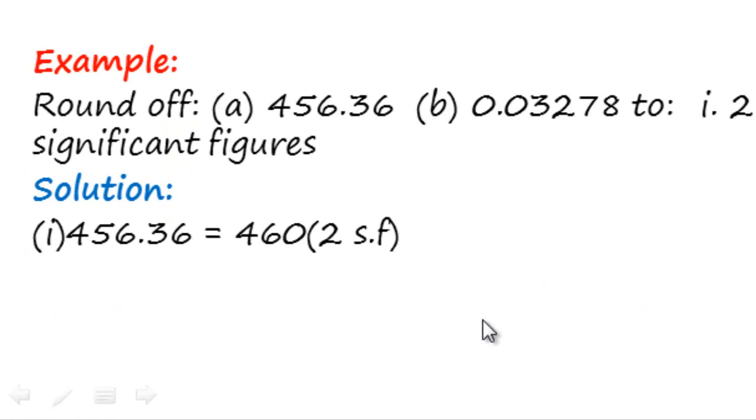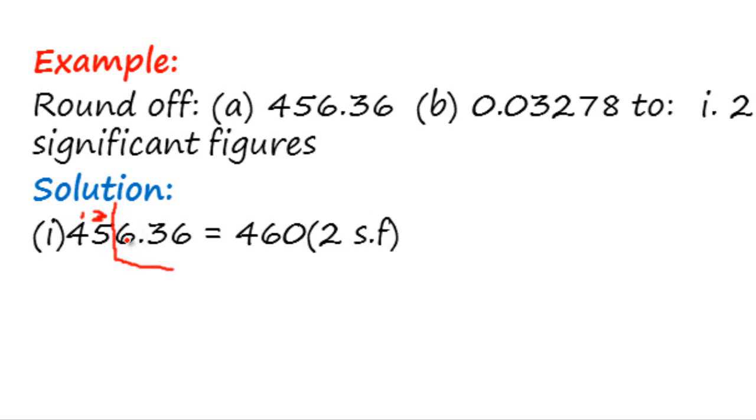456.36 to 2 significant figures: you are going to start counting from the first non-zero digit from the left. Are you getting it? And the first non-zero digit is 4. We are now going to count 2 significant figures, that is 2 digits. This is 1 and this is 2. Are you seeing it now? This is 2. Therefore, any other digit will be rounded.